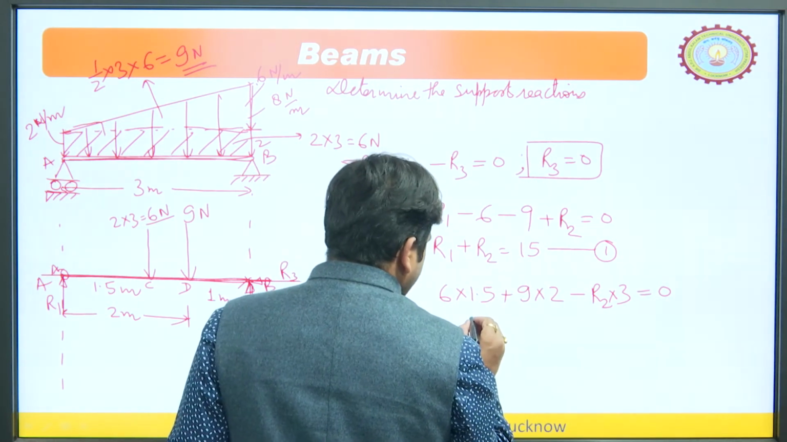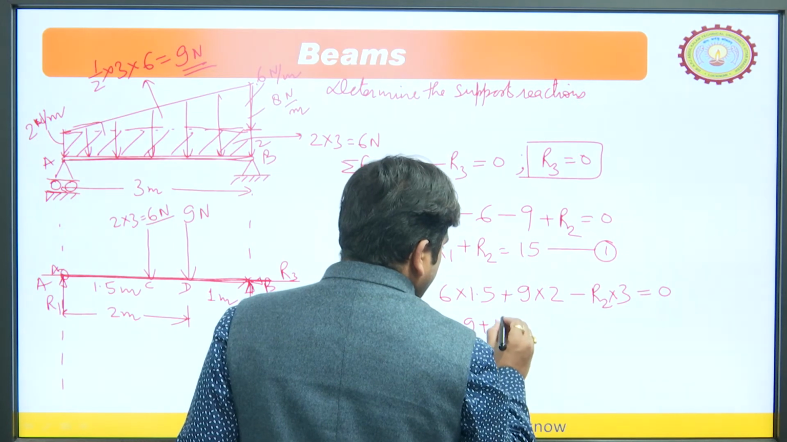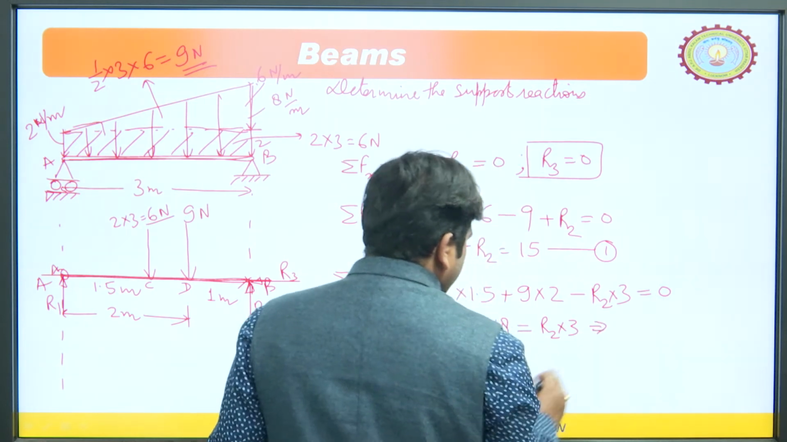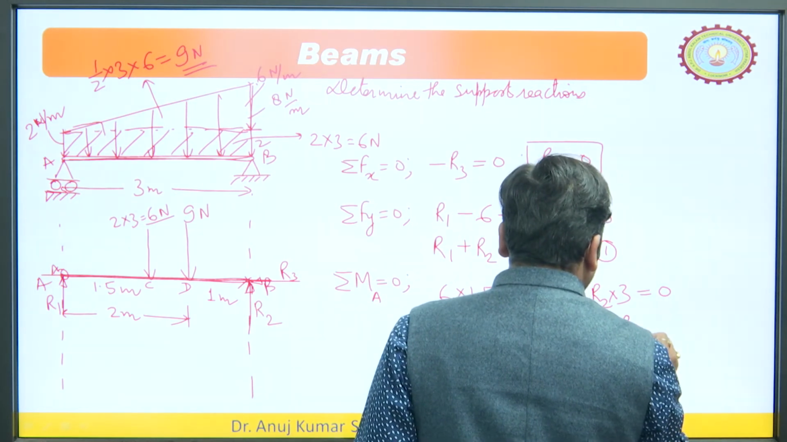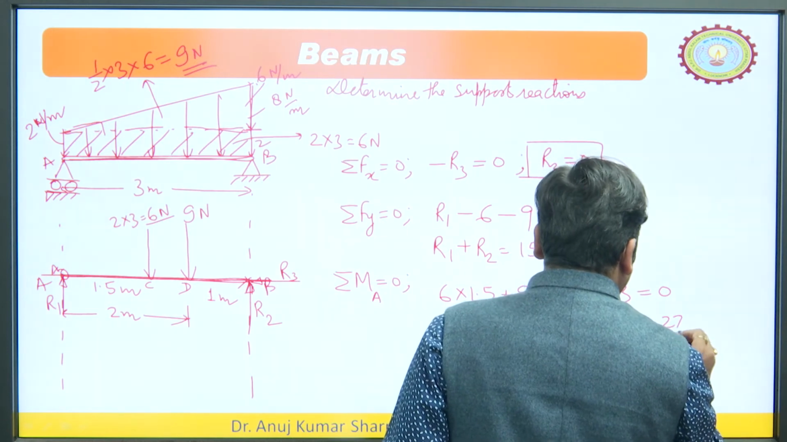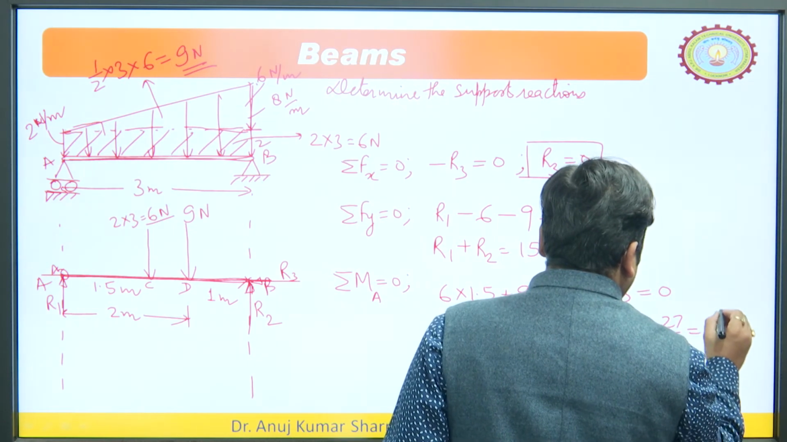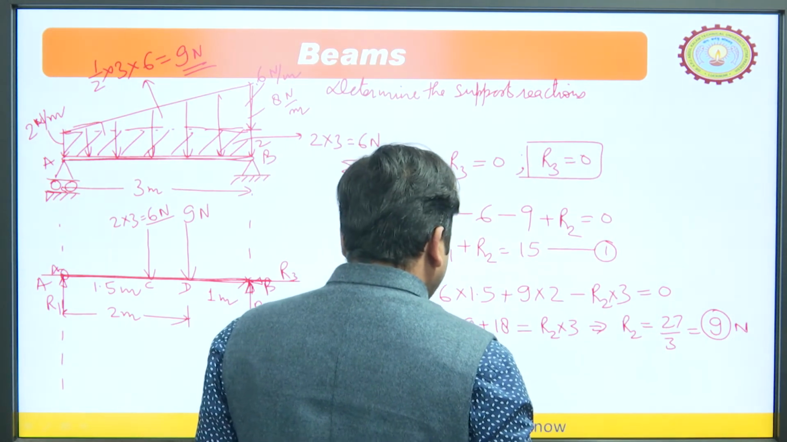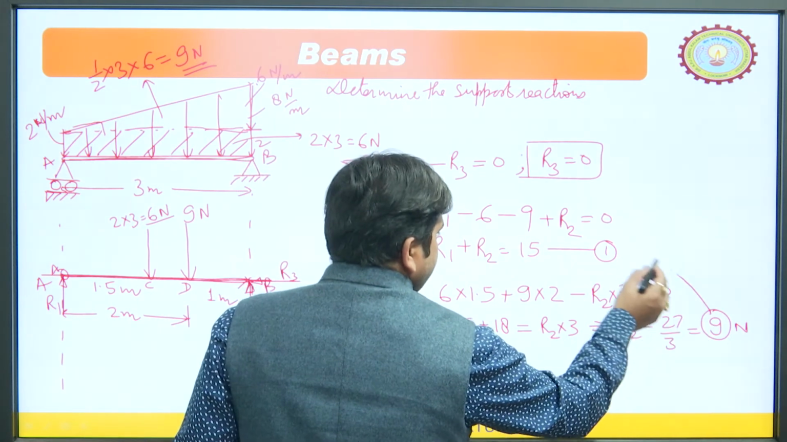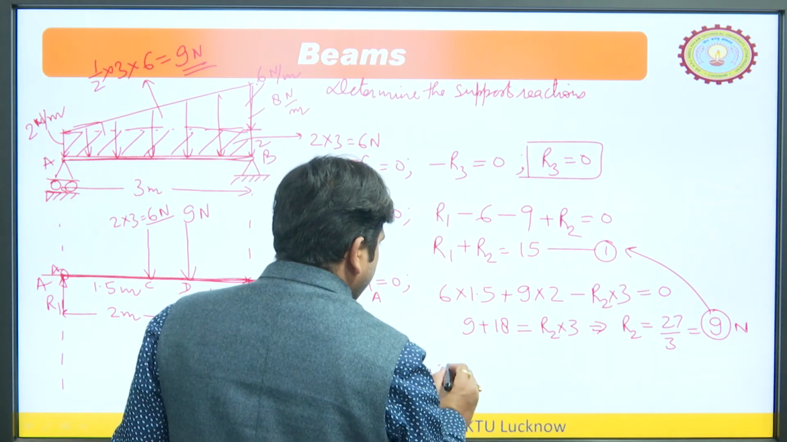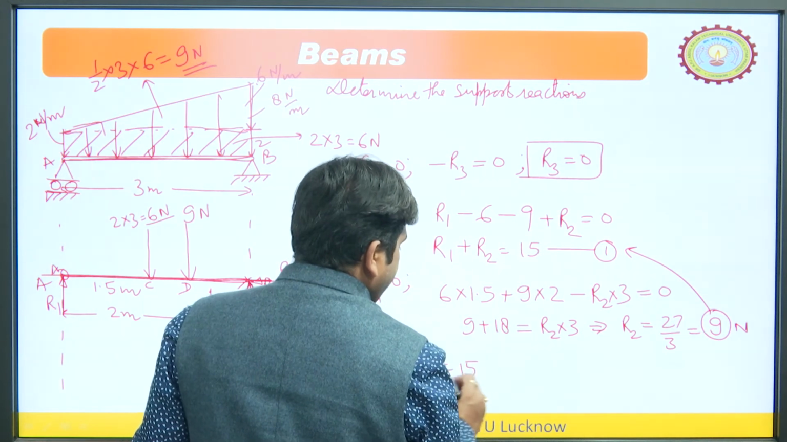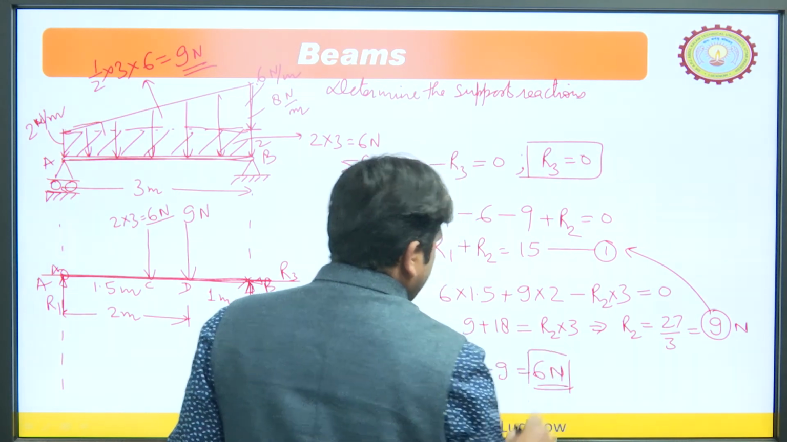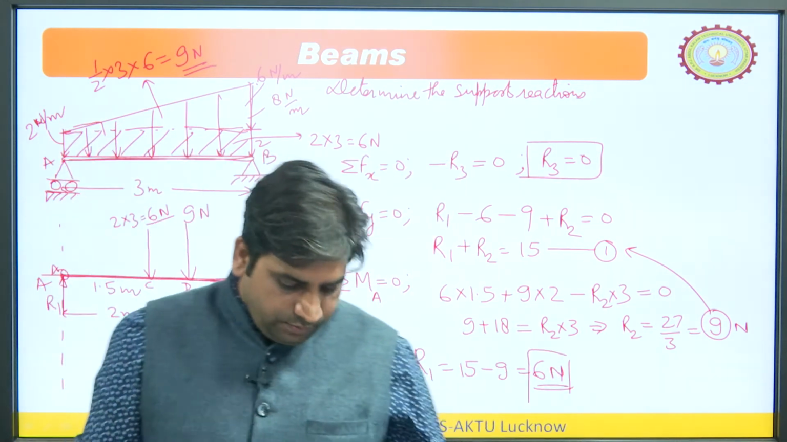So, now 9 plus 18 is equal to R2 into 3. Here you will get R2 is equal to 27 by 3, which is 9 Newton. Right. So, put this value here: R1 is equal to 15 minus 9, which is 6 Newton. So, likewise you can easily calculate the support reactions at different points.